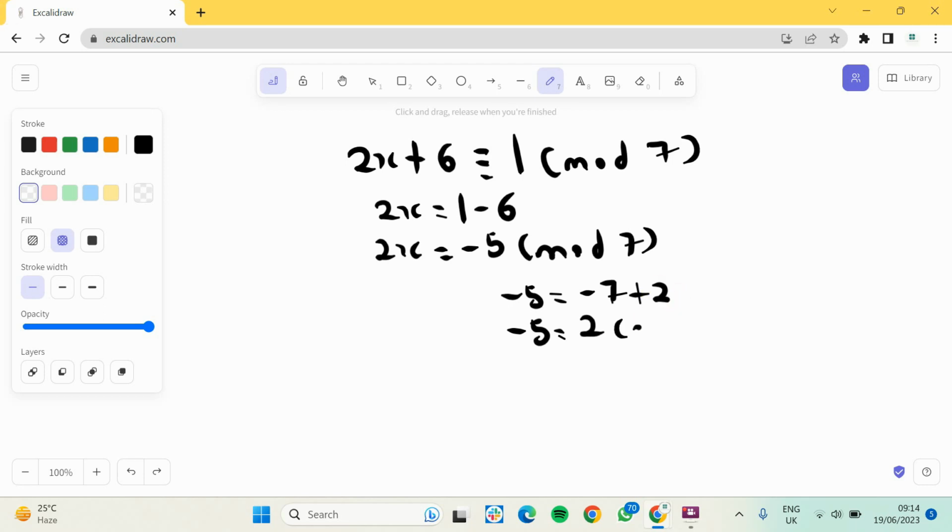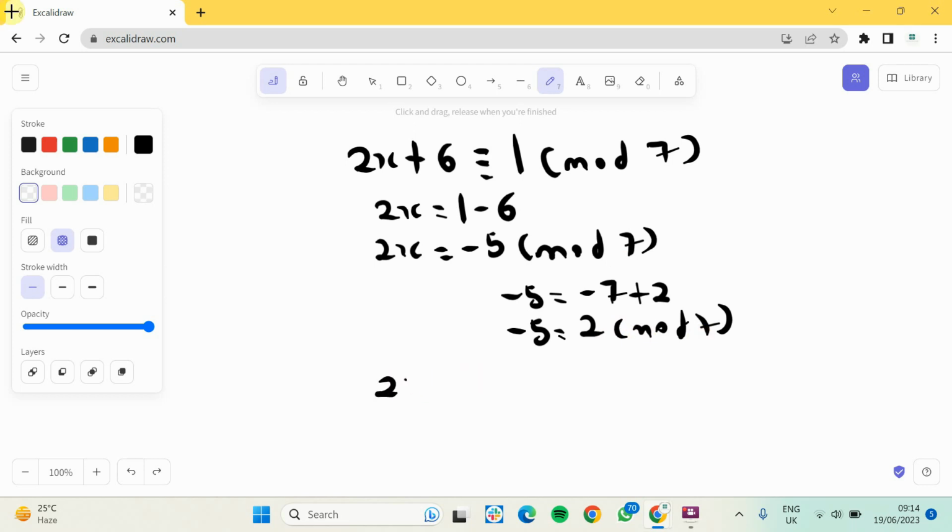2 mod 7, right? So if I replace this minus 5 with 2, I can divide both sides by 2 to make my work easy. If I could not divide both sides by 2, I would still check for the next value, like I get something that will easily divide. So since I can easily divide, I'll just replace this minus 5 mod 7 with 2 mod 7.